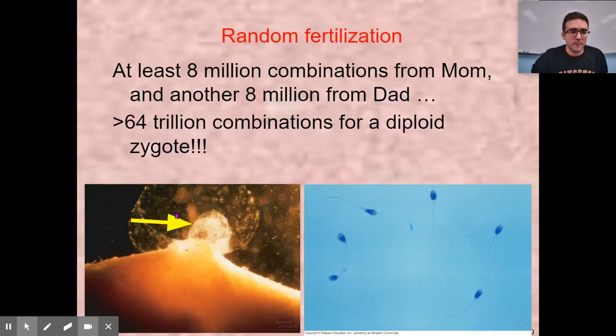So let's just play with some numbers some more. Fertilization is random, right? You don't control what egg gets fertilized with what sperm. And remember, each person, each cell, there's 8 million combinations. So if there's 8 million combinations from mom in the form of the egg, and 8 million combinations from dad in the form of the sperm, that's 64 trillion combinations for a possible diploid zygote. And that's just with 23 chromosomes. Some species have more than 23 chromosomes, which gives you a lot of combinations.